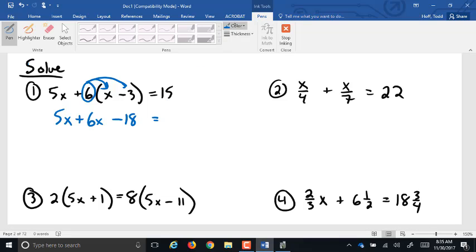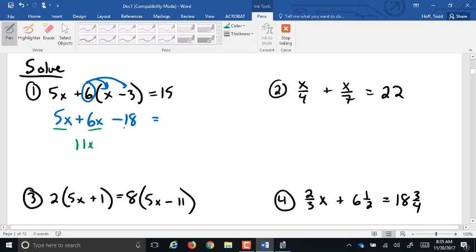Now, before I do anything on the right side, there's more I can combine over here. I can combine 5x and 6x to make 11x. I still have the minus 18. On the right side, there's nothing to do with the 15, so I'm just going to leave 15. So now to solve this, I would add 18. Very good. 11x equals 33.